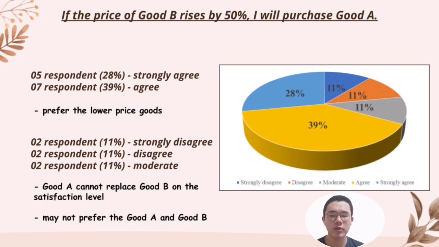There are still 2 respondents strongly disagree, 2 respondents disagree and 2 respondents moderate because they do not think that good A can replace good B on the satisfaction level. Moreover, they may not prefer good A and good B, so they will not be influenced even if the price drops or rises. According to the data collected, we can still conclude that consumers will purchase the goods when the price of their substitute good is rising.